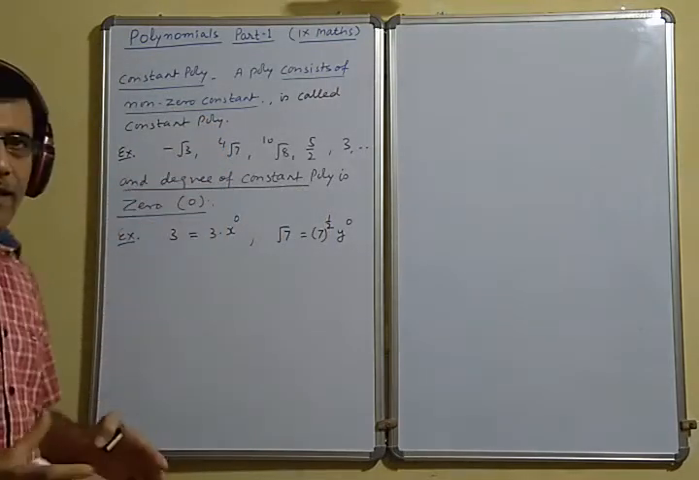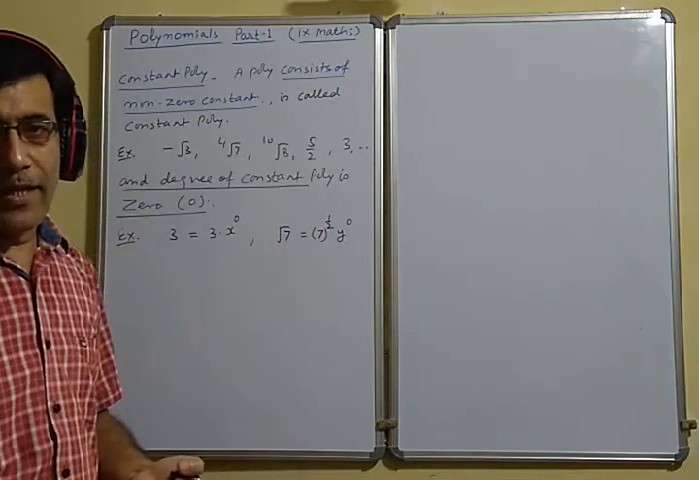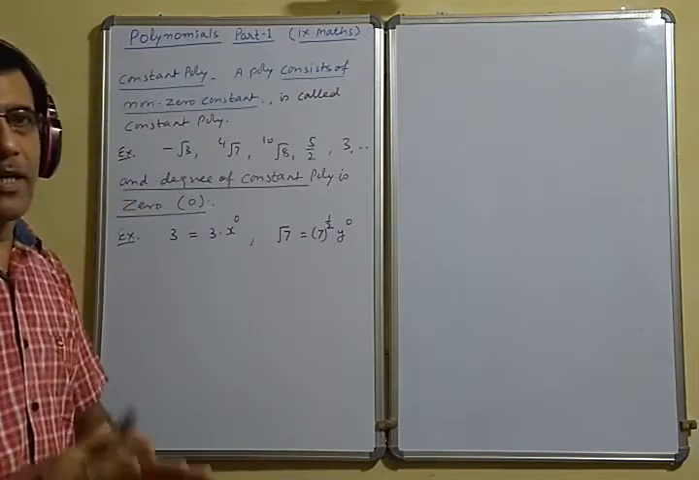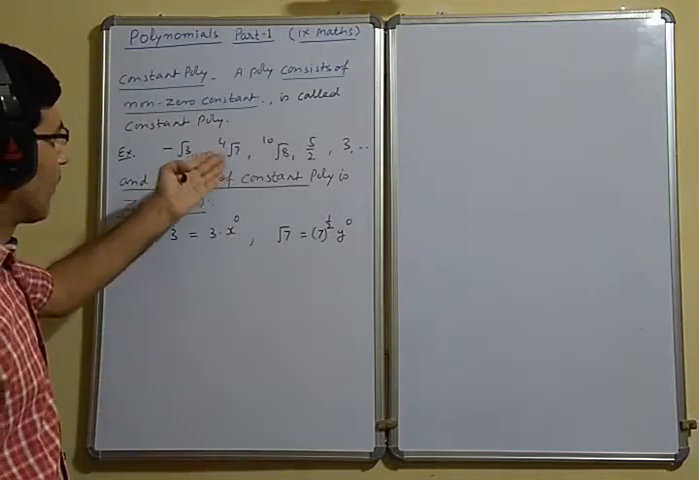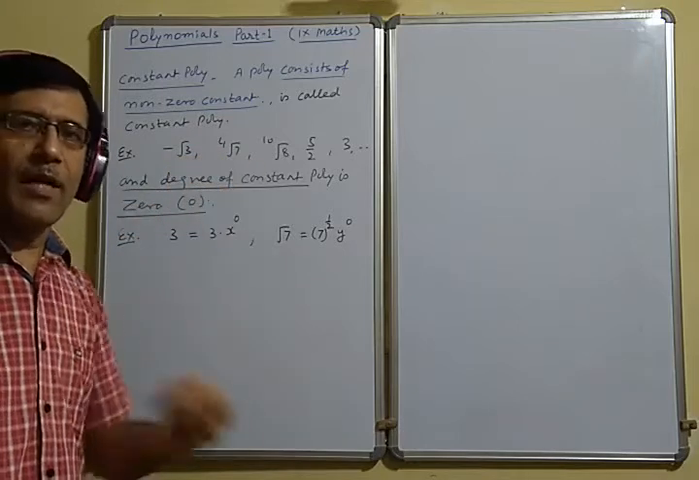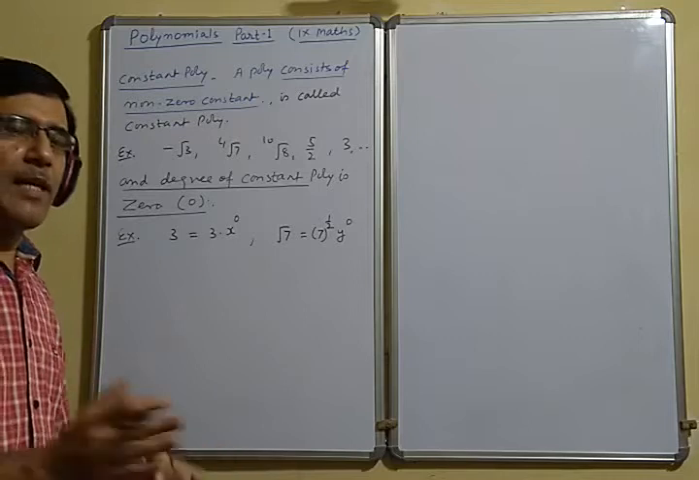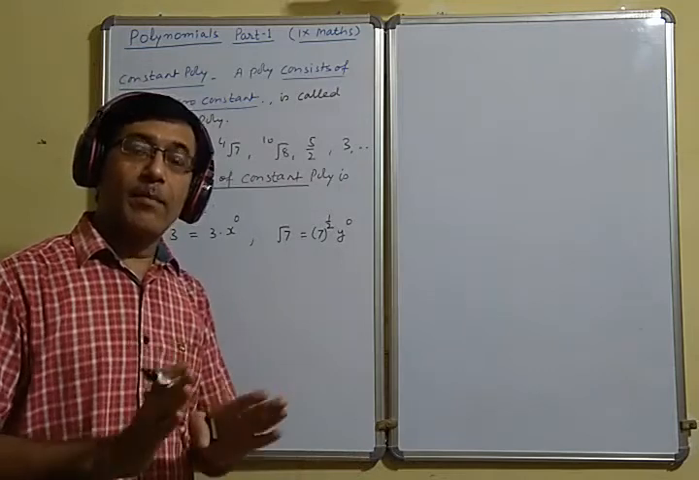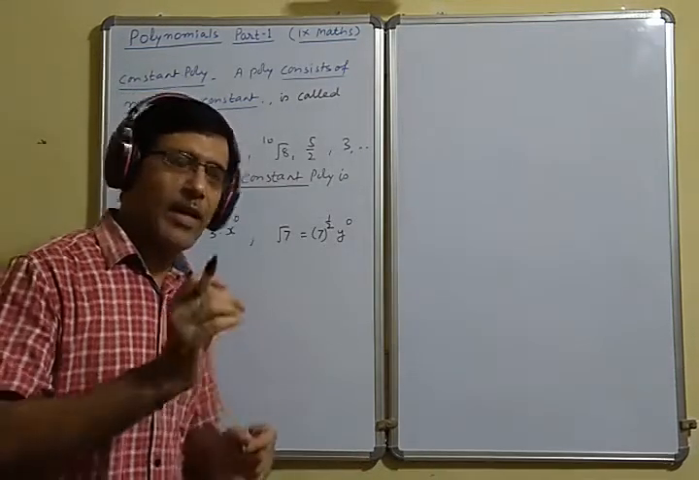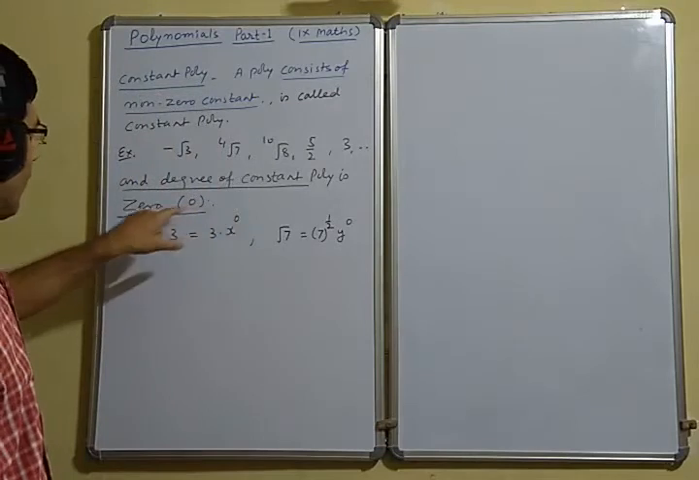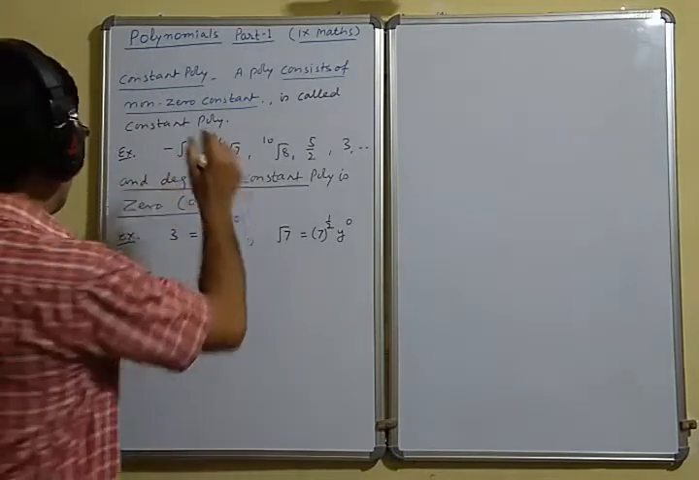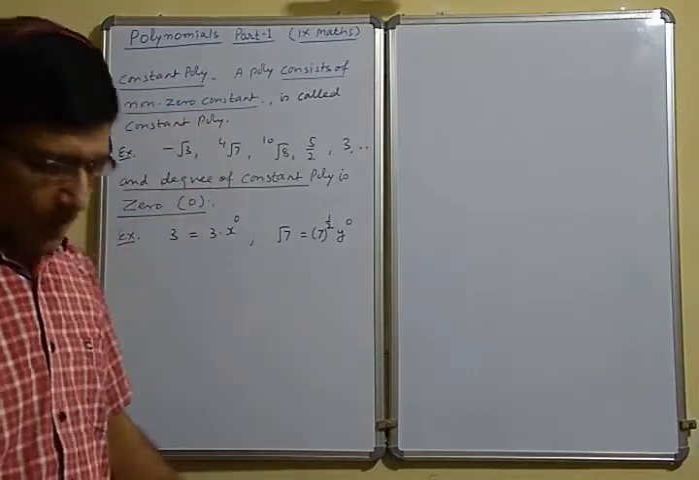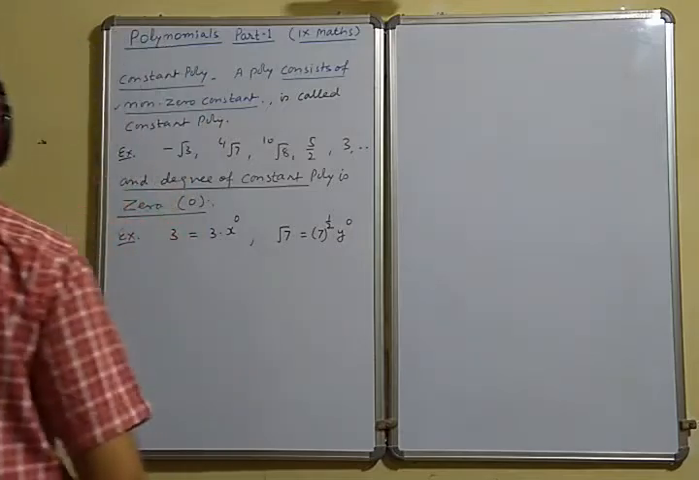Here you are free to write. Constant doesn't mean that you will always get an integral value. It may be rational, it may be a real number in any form: 4√7, ¹⁰√8, 7√5, 5√7, −1/2, −5/7, 3/4, 5/2, whatever it may be. But take care that it cannot be 0. The condition is non-zero. It's called a constant polynomial.